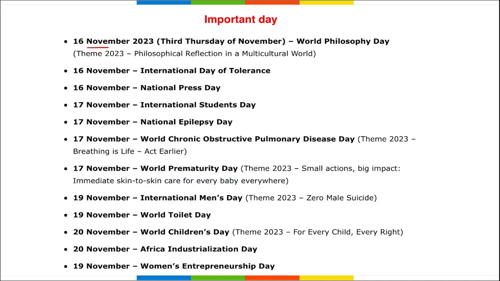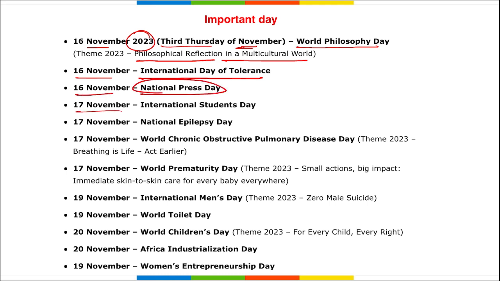Next, 16th of November in 2023, that is the third Thursday of November, was observed as World Philosophy Day with the theme Philosophical Reflection in a Multicultural World. 16th of November as International Day of Tolerance. 16th of November also as National Press Day. 17th of November as International Students Day.